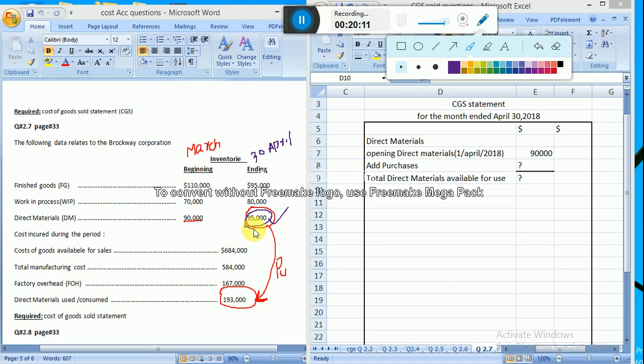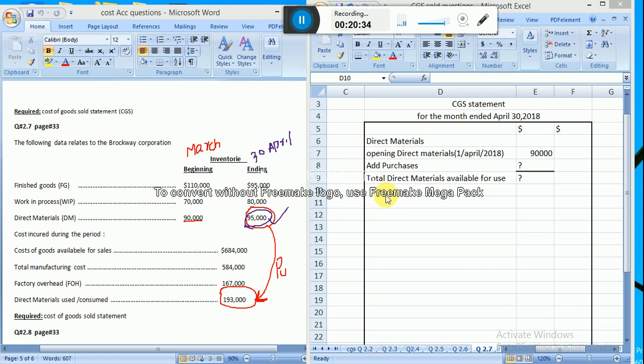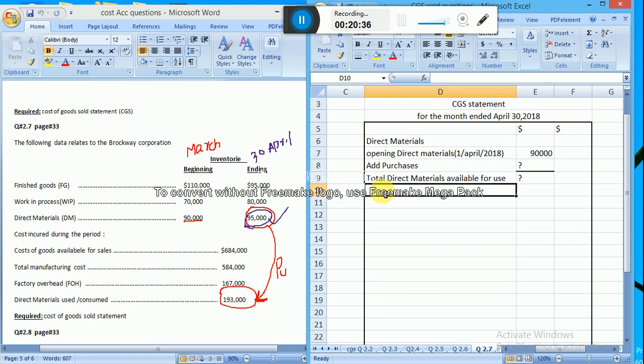What does the matching principle say? The matching principle says that concerned cost and revenue will be recorded in the concerned period of time. So that's why, to find out the exact cost of the material, number one, and number two, to keep the matching principle, we are subtracting the remaining direct material, and that is called ending direct material.